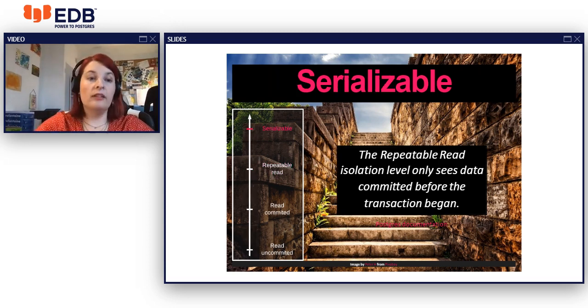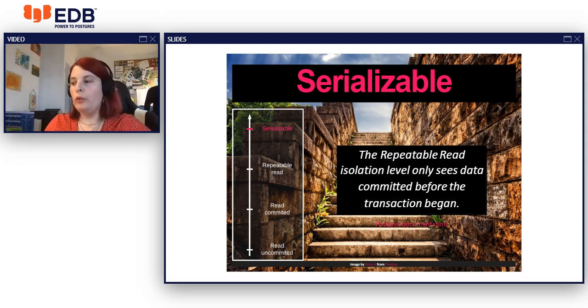And the last level of isolation is serializable. It means that, like repeatable read isolation, there's a glitch in my slide because it's not the right value. But serializable means that the result of the transactions will be as if the transactions occurred one after the other.